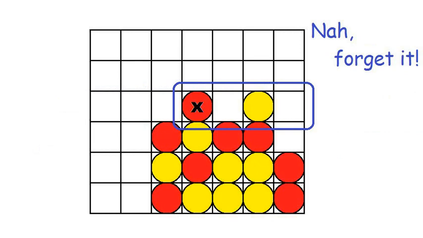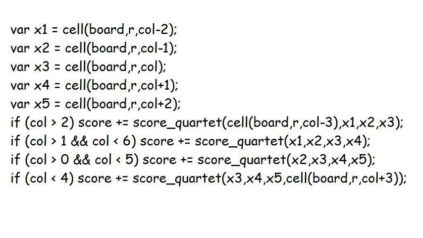Each of those corresponds to one call to function Scorquartet. Of course, these different loops contain several cells in common, and to save computing time, I've stored all the cell positions that are tested more than once in temporary variables, the ones starting with X.